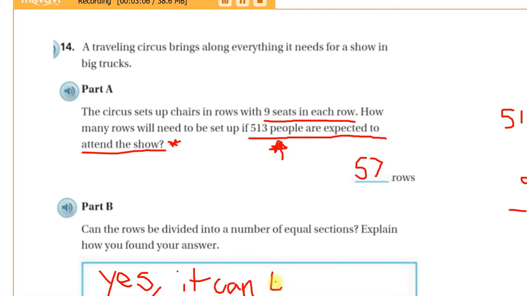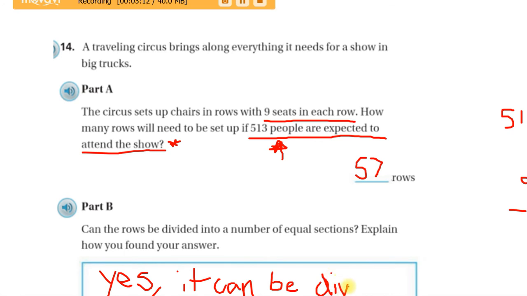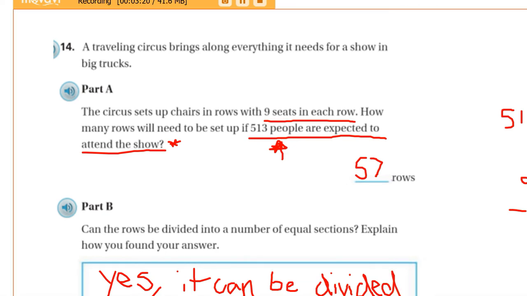Yes, it can be divided into 3 sections, and then I'm going to do the math as well to prove it. I don't want to just make a claim without proving it mathematically. So yes, it can be divided into 3 sections, with how many in each section? Well, let's do the math.